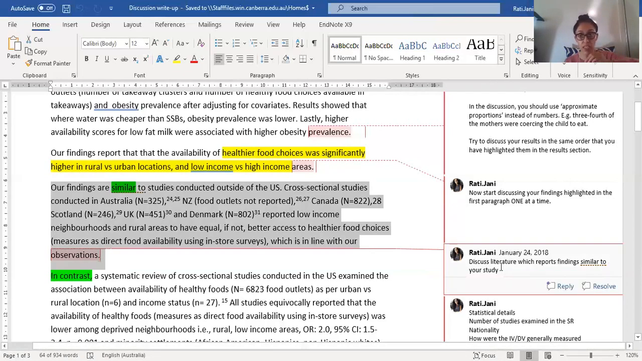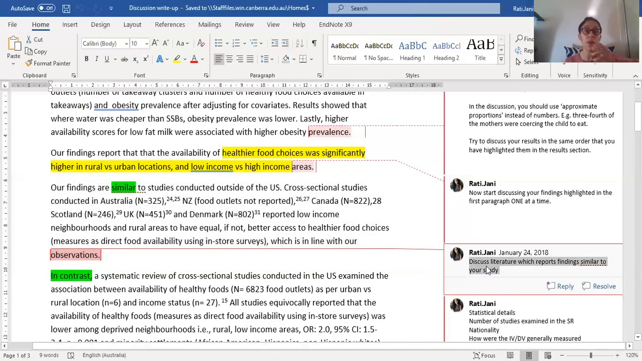What you have to do is this: first you have to discuss literature which reports findings similar to your study. Okay, so meaning you may say we found that knowledge improves after intervention. Maybe there are other researchers which have done similar sort of study in your area, which is nutrition education sort of studies, and even they have said that yes, there is a change in knowledge when it comes to delivering nutrition education session, and they have found the same improvement in fruit and vegetable consumption.